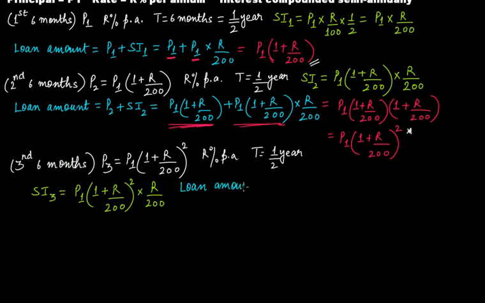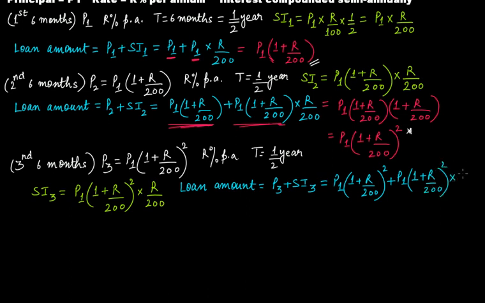Your loan amount for this third conversion period will be equal to P3 plus SI3. What's P3? P3 is P1 multiplied by (1 plus R by 200) squared, and plus what's SI3? SI3 is P1 (1 plus R by 200) squared multiplied by R by 200. Now again, this P1 multiplied by (1 plus R by 200) squared is common in both these two terms.